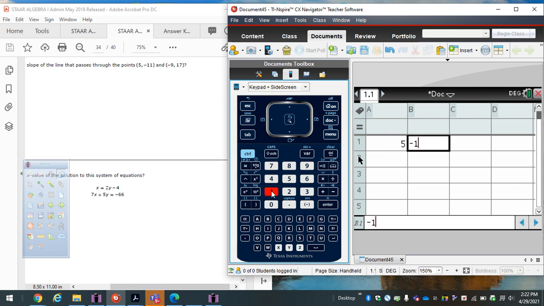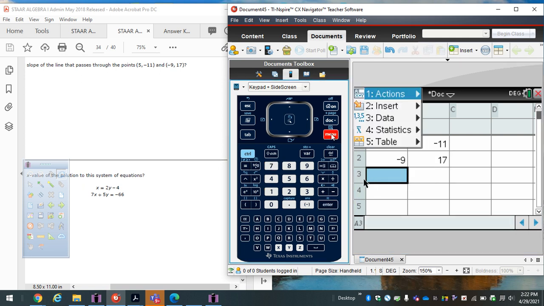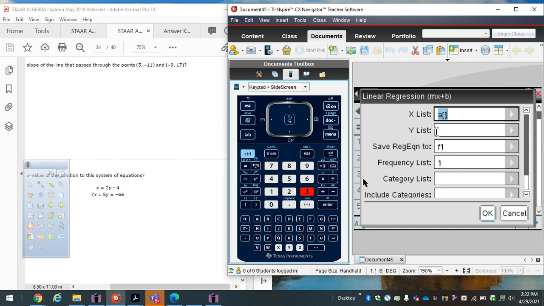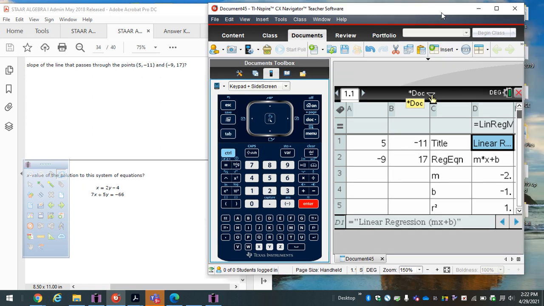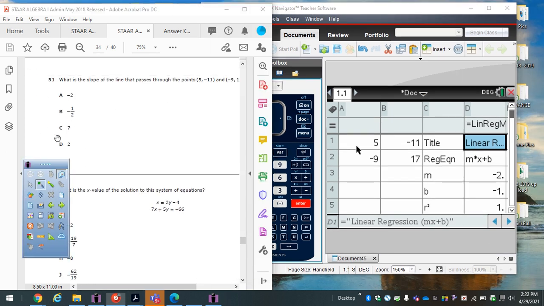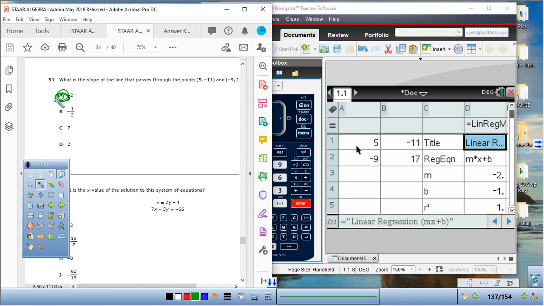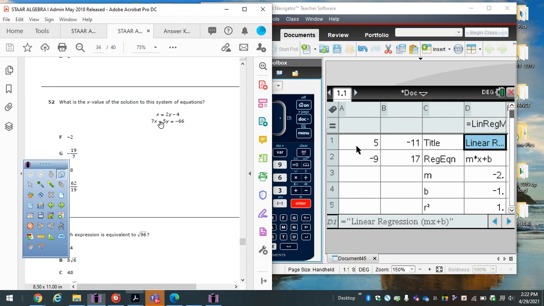So 5, -11, -9, 17. And here, menu 413. I'll go to B, control this. The slope of the line, -2, -2. That's it. This is asking what is the x value to the solution.